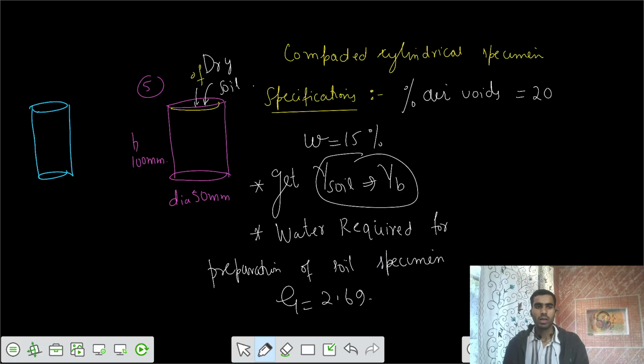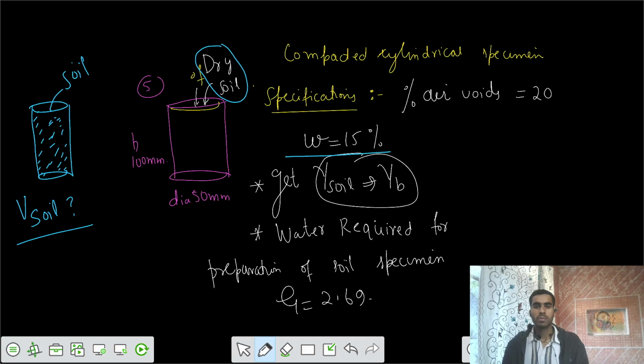This is our clay specimen, I would say. This is our soil specimen. This is only clay. So its dimensions are already known to us. That means the volume of the soil, I already know how much volume of the soil I have to make. But I have to make the specimen from the dry soil, at a water content equal to 15%, and percentage air voids of 20%.